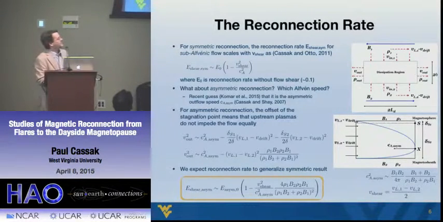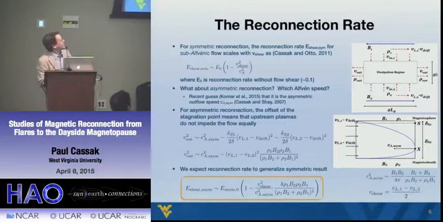And the reason is that the stagnation point where the flows meet isn't right in the middle. It's off to one side. So in the case of the Earth's magnetosphere, it's pushed almost all the way to the magnetospheric side. So basically, almost all the plasma in the dissipation region comes from the magnetosheath. And because of that, that's contributing more to fighting that straightening field line than the magnetosphere would be.